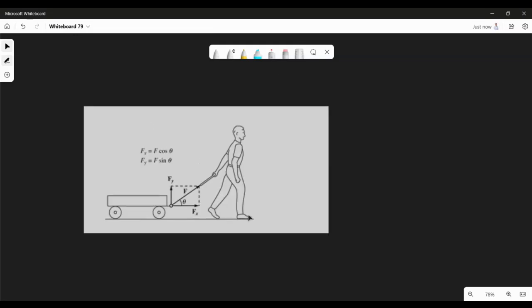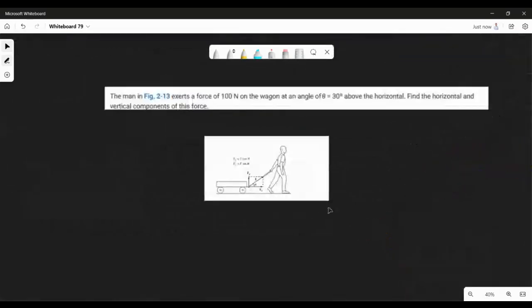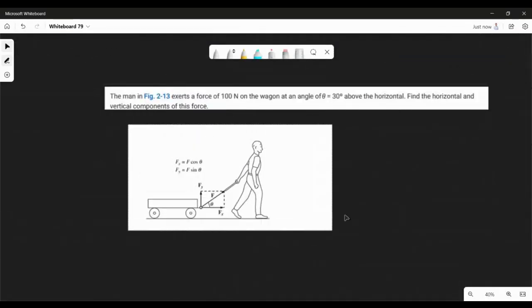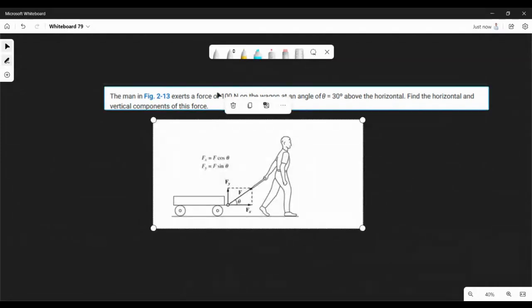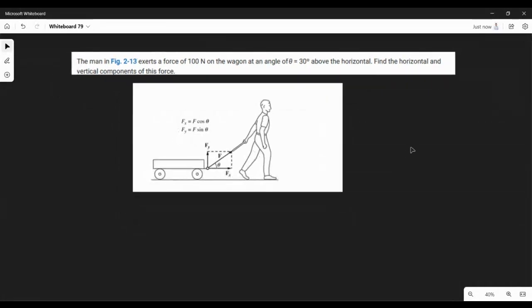I'll give you around two or three of them just to make sure you understand. All right. So this question, right? It's a very nice practical problem. Assuming you're pulling a wagon, obviously this becomes more complicated. This becomes a crane. This becomes several forces acting on a piston. It becomes quite complicated depending on what you look at.